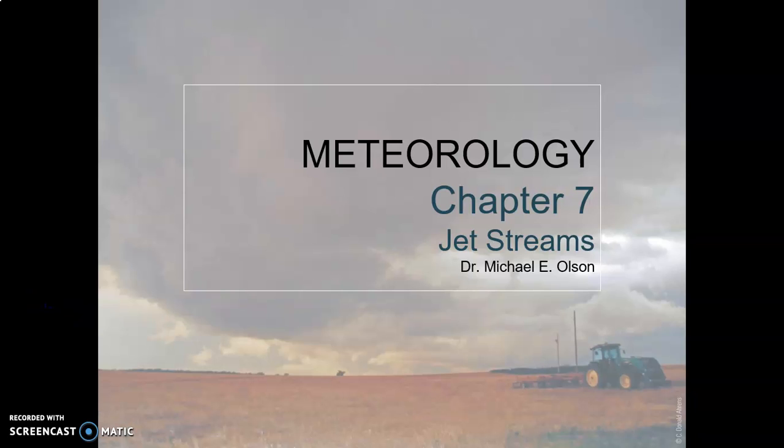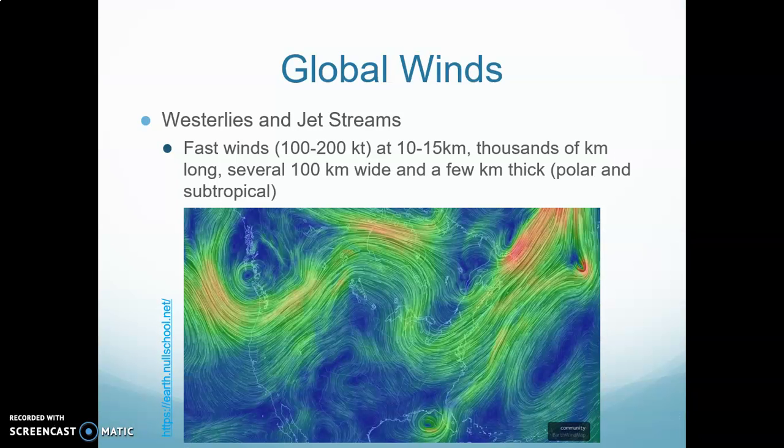One of the largest scale atmospheric circulations that we deal with on a daily basis would be the jet stream. Now, a jet stream is just a very fast channel of wind. By fast, we're talking about 100 to 200 knots.